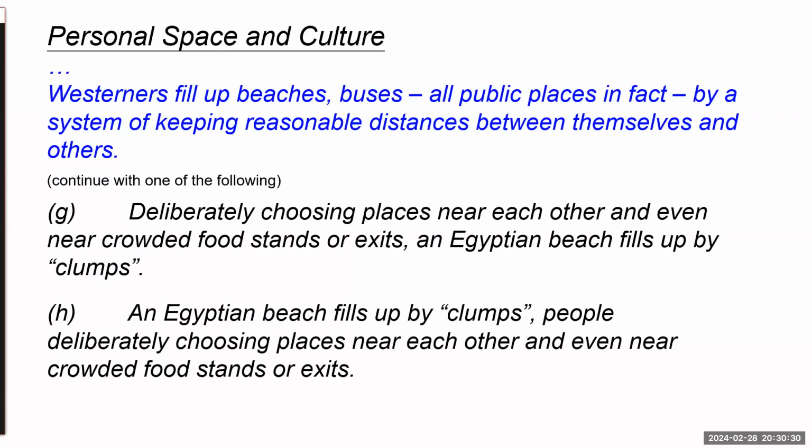Remember, I told you early on that when you have a text that compares and contrasts, what's likely to come first is whatever you are comparing. Okay, so that is the usual, all right? Westerners fill up beaches, buses, all public places, in fact, by a system of keeping reasonable distances between themselves and others. Or is it G, deliberately choosing places near each other and even near crowded food stands or exits? An Egyptian beach fills up by clumps. H, an Egyptian beach fills up by clumps. What do you think it is? G or H?